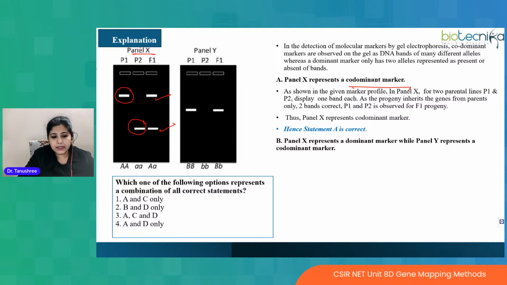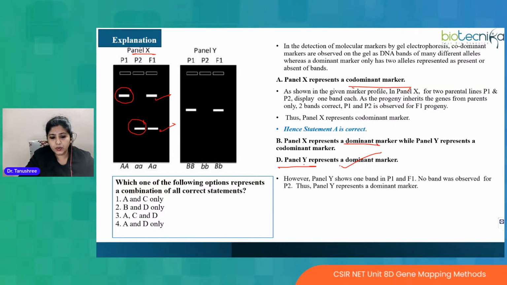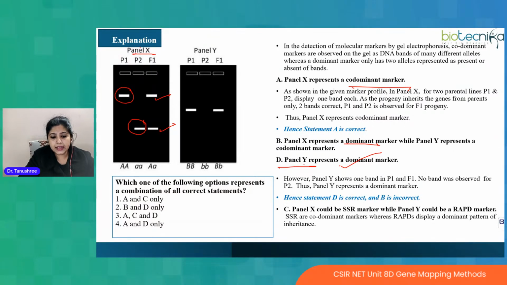Statement B is panel X represents a dominant marker. This is incorrect because we have just said that panel X represents a co-dominant marker and Y is dominant. So Y represents a dominant marker, given in statement D. So we can say that D is correct, but B is incorrect. And the last statement is that panel X could be an SSR marker. SSR is a co-dominant marker, right? So panel X represents co-dominance. Yes, it is correct. And panel Y could be a RAPD marker. This statement is also correct.